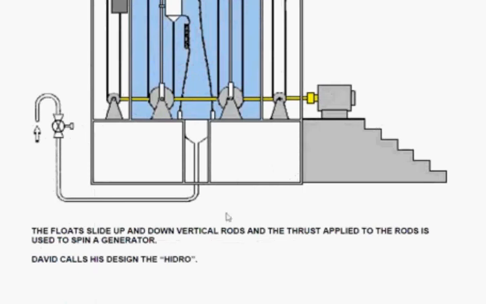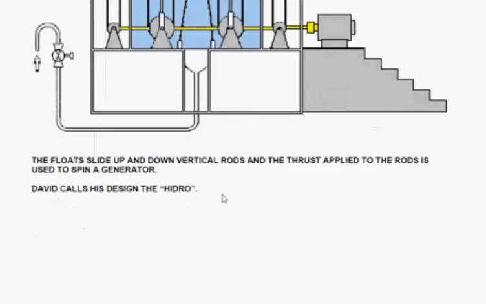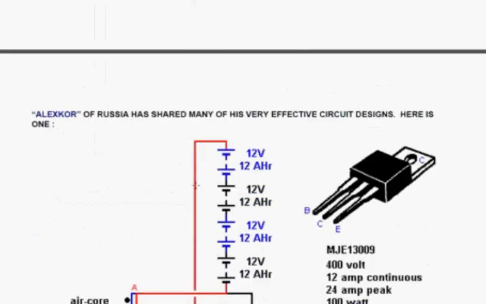And the generator gives you a lot of power. David calls his design the Hydro, H-I-D-R-O, or Hydro perhaps. And it's very effective. Of course, big generators cost a lot of money. But there's no reason why you can't have a 10 kilowatt or a 100 kilowatt generator if you want. You can contact David in Australia if you wish. Okay, that's a big, heavy, expensive thing.